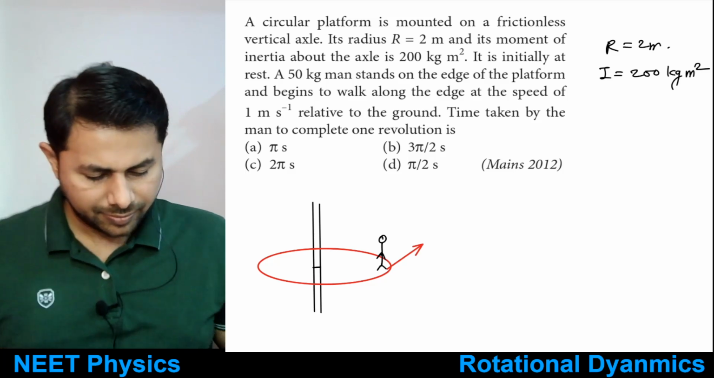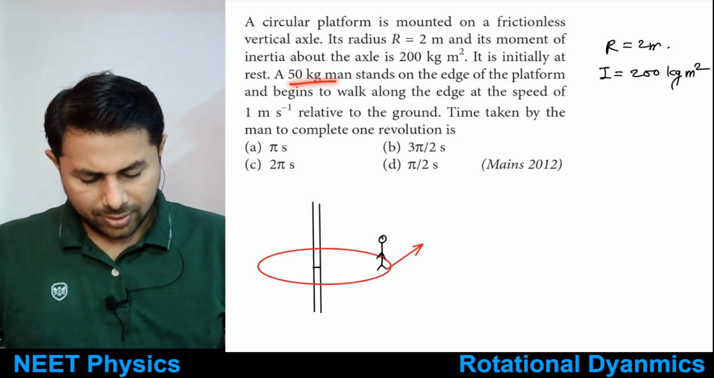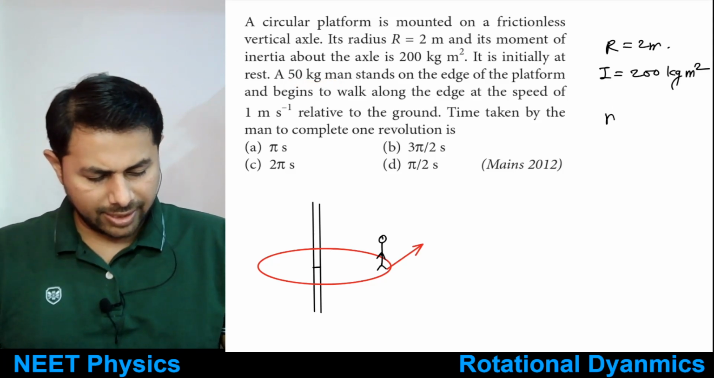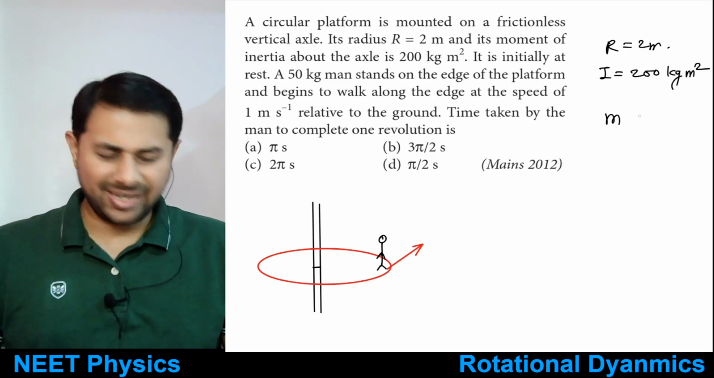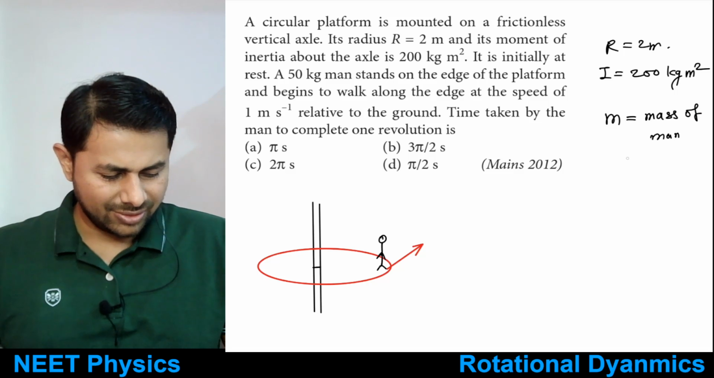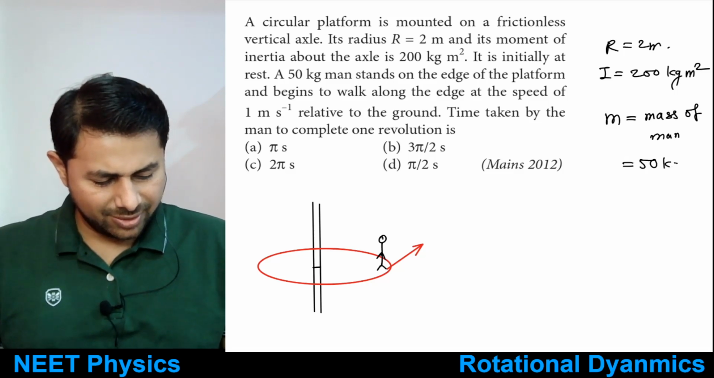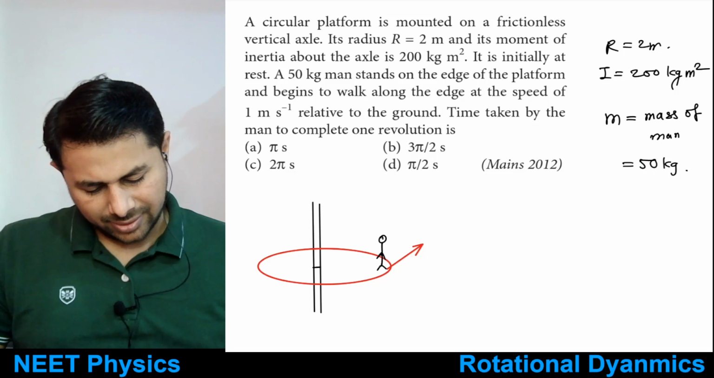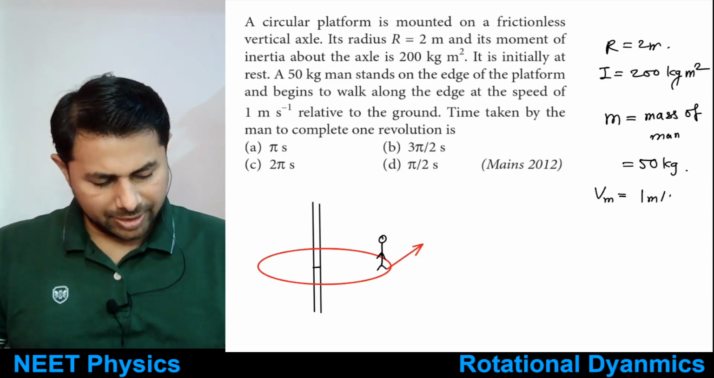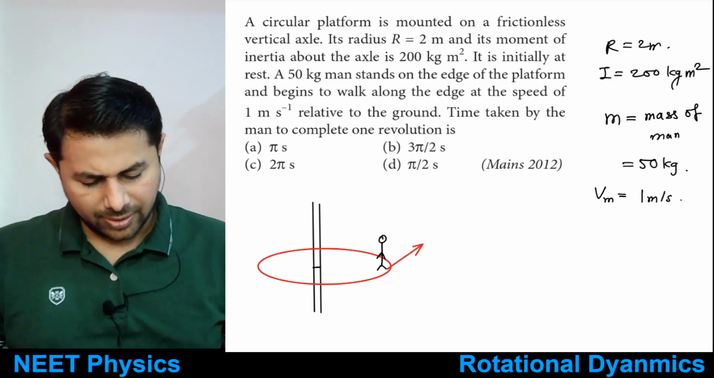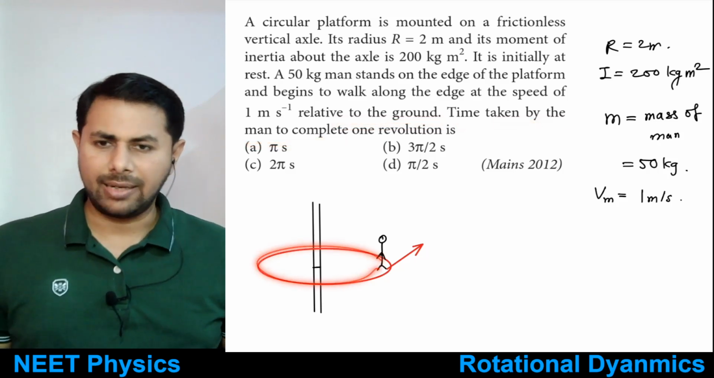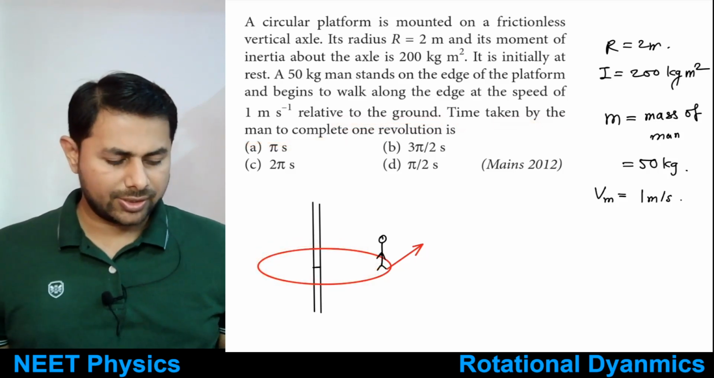So let's say m is the mass of the man, that is equal to 50 kg, and he begins to walk with a speed, so speed of man is equal to 1 meters per second. This is given. Then time taken by the man to complete one revolution is, what would be the time taken by the man to complete one revolution? This is the question.